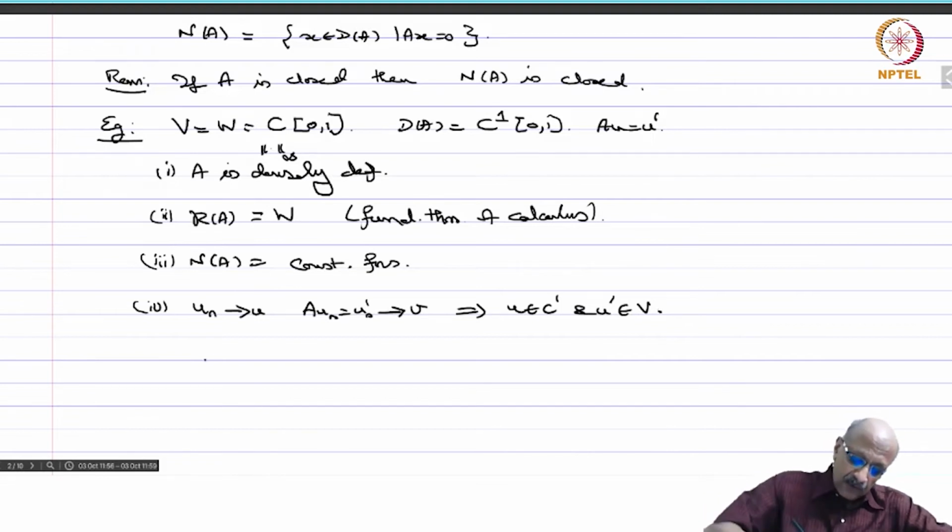Okay, and therefore this implies that the graph of A is closed, that is, A is closed.